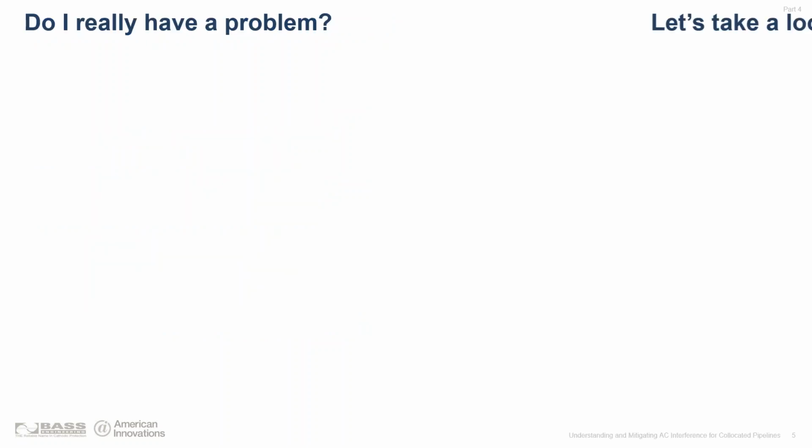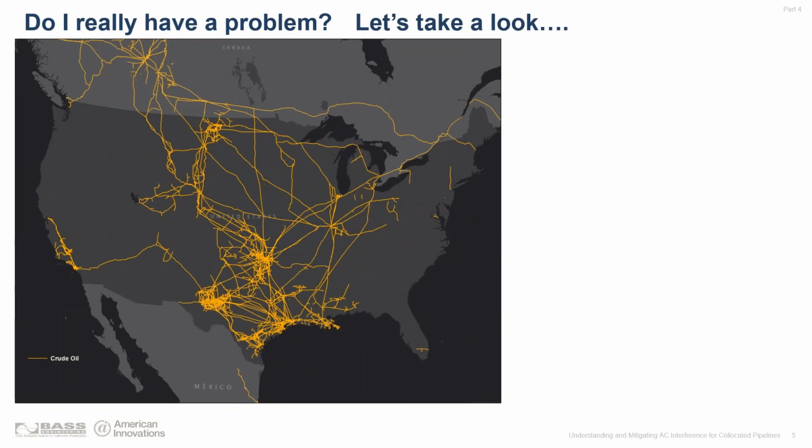Next slide. So the question you really have to ask then is, do I have a problem? AC interference is a known phenomenon, and documentation goes back to the early 80s. Why is it a topic of concern? Why is it getting so much attention these days? So let's take a look at a few maps here.